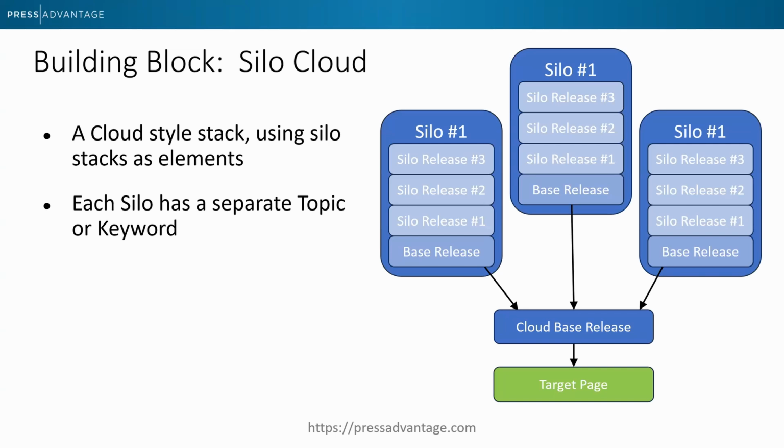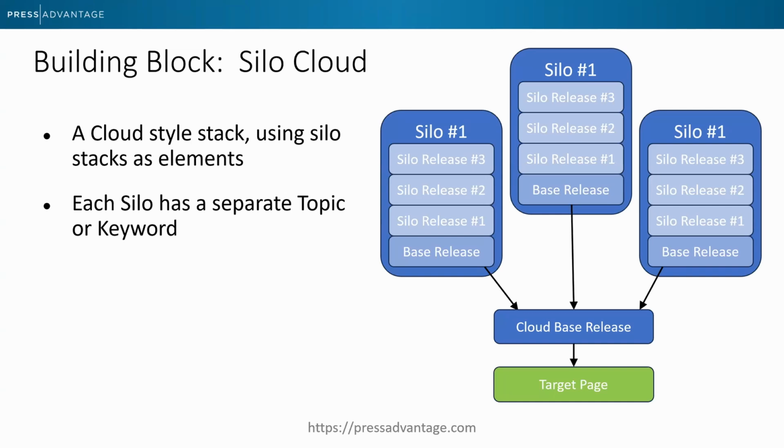Same as before, you've got your target page, you've got the base release for the cloud, but instead of individual press releases, you're going to do those full stacks. And we talked about this really briefly in a previous session, but each silo has a separate topic or keyword, and then you're going to link to that base release. For extra bonus points, link to other silos with a second link in your release.